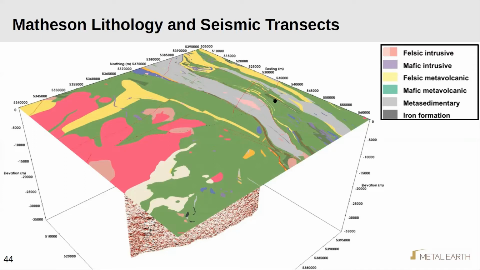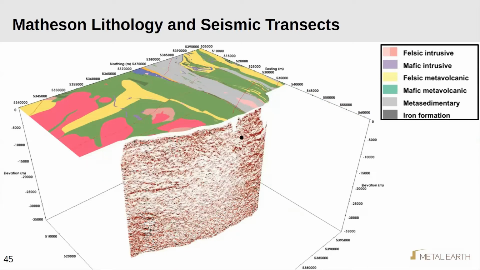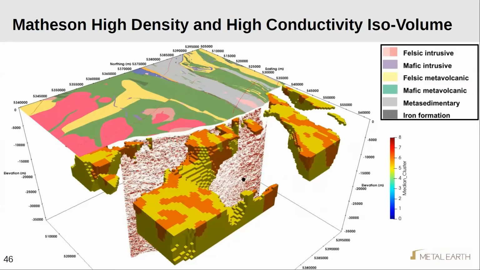So here we have the geology, and I have a seismic survey going in here. This is our Matheson seismic survey that I just projected in here. I projected those 2 clusters in the median value segmentation, 5 and 6, meaning high density and high conductivity. So these are the regions that have high density and conductivity, and the orange ones are high susceptibility and the yellow ones are low susceptibility. Nevertheless, anything that we see in this region has high density and high conductivity.